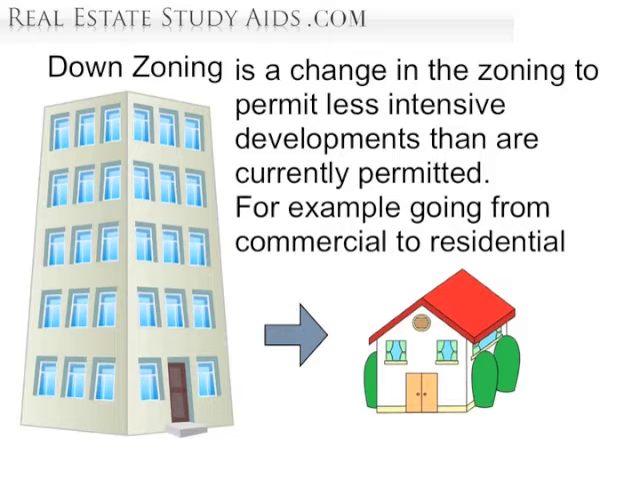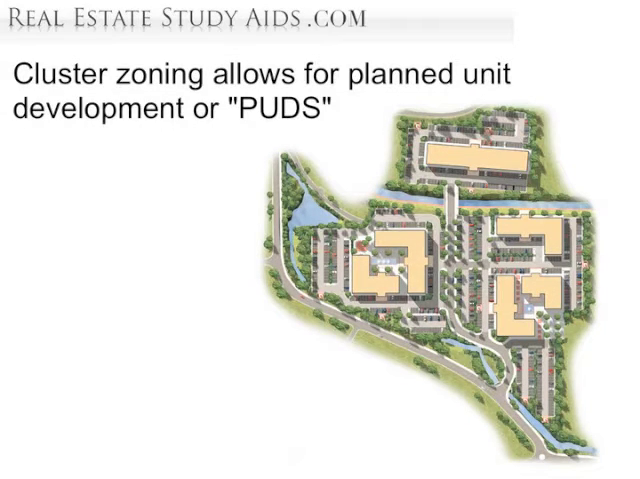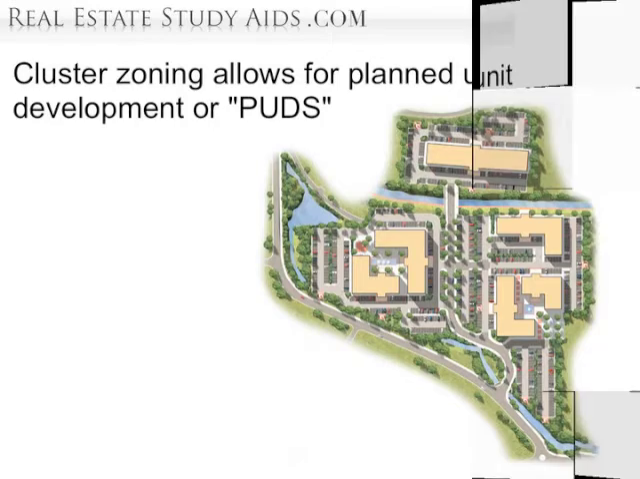Downzoning is a change in the zoning to permit less intensive developments than are currently permitted. A zone going from commercial to residential is an example of downzoning. Cluster zoning allows for planned unit development, or PUDs.